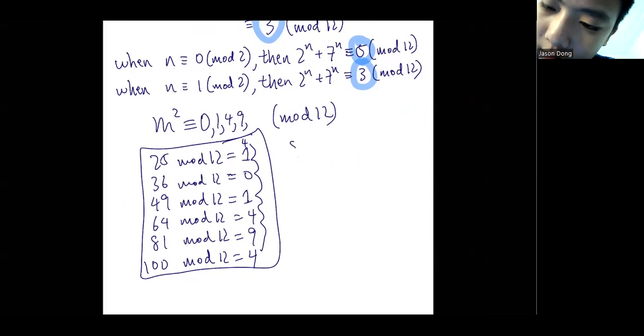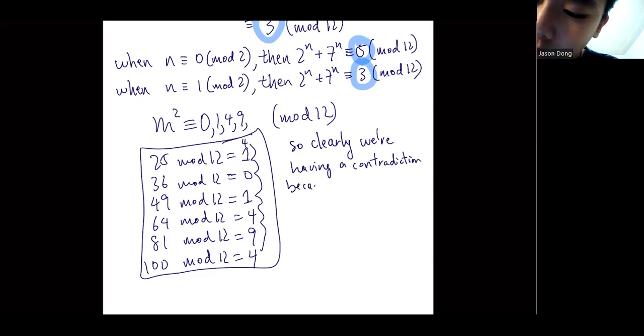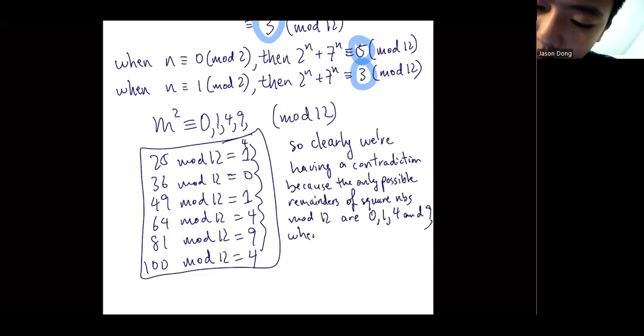So clearly we're having a contradiction, because the only possible remainders of square numbers mod 12 are 0, 1, 4, and 9, whereas in this expression we have remainders of 3 and 5. So we're having a contradiction here.